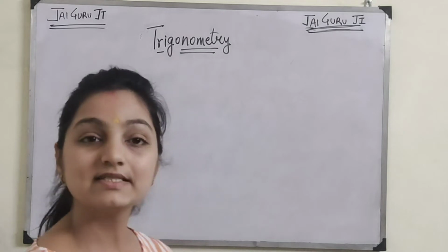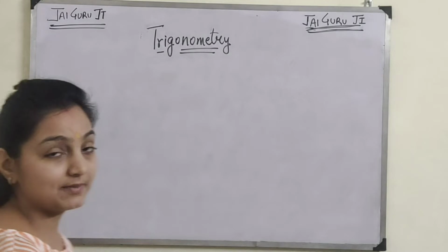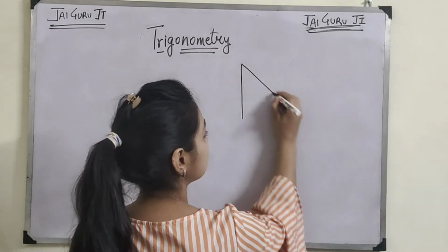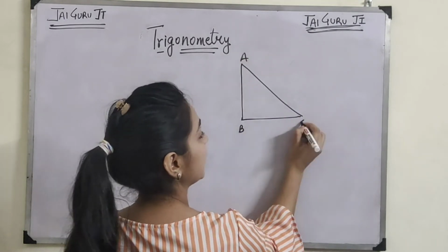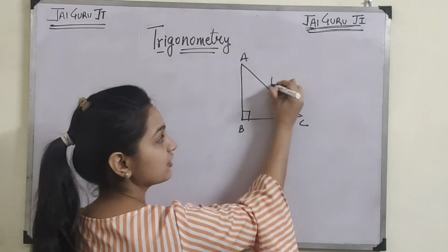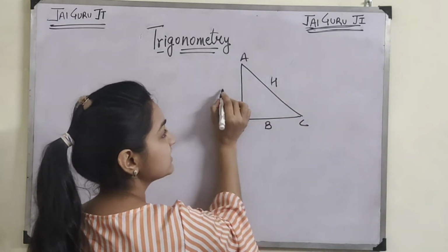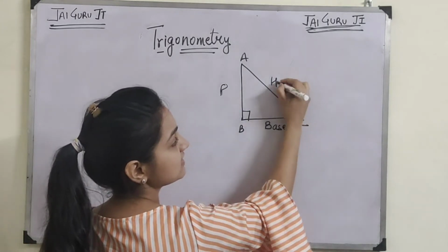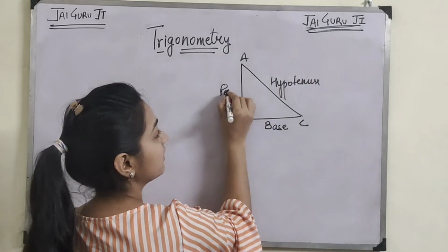So first of all, I will start with the trigonometry. This is a very important chapter of class 10th. First of all, for trigonometry ratios, you must know that we have the Pythagoras theorem. Everyone should know that this is the hypotenuse, I am writing H for hypotenuse, this is the base, this is the perpendicular, which is known as height also. So this is base, this is hypotenuse, and this is perpendicular.